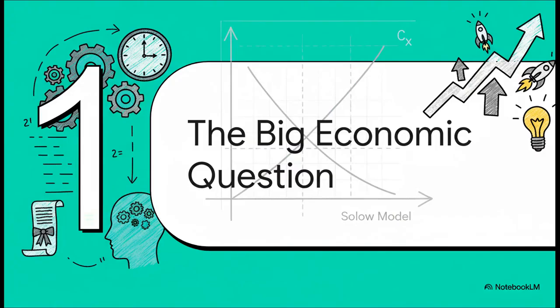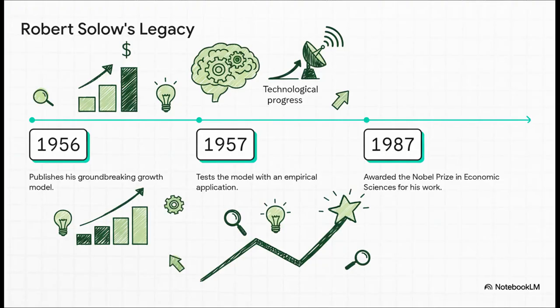Well, to find that answer, we've got to go back a bit, to the 1950s, and look at the work of an economist who came up with a revolutionary way to explain it all, a model that would, deservedly, win him a Nobel Prize. And that economist's name was Robert Solow. Back in 1956, he developed a model that, for all its simplicity, gave us this incredibly powerful new way to understand what really drives a country's prosperity in the long run.